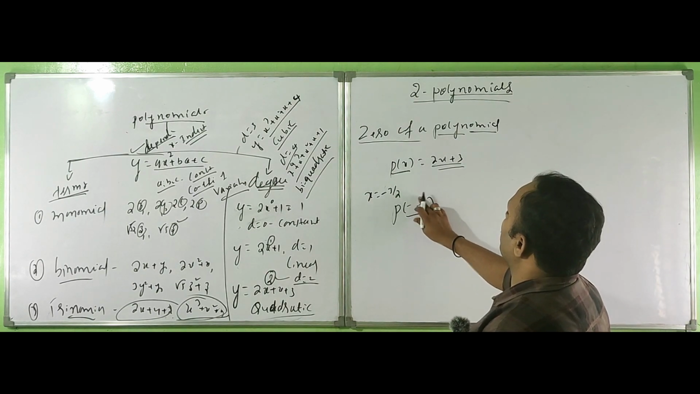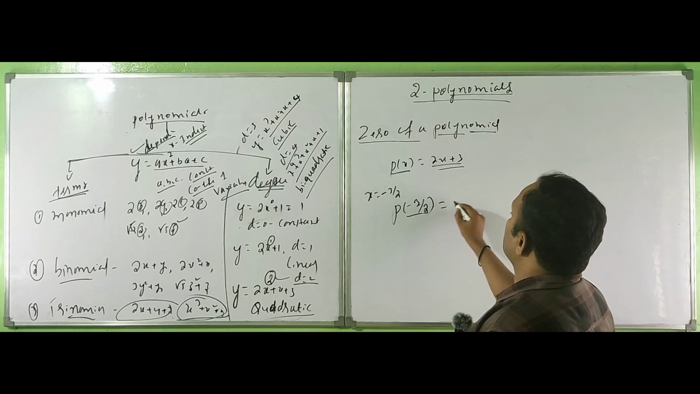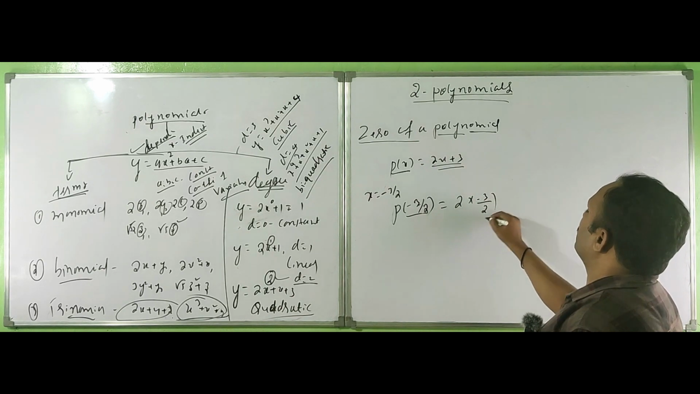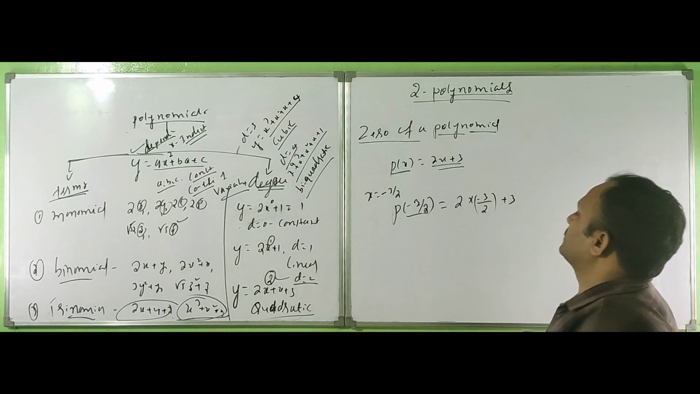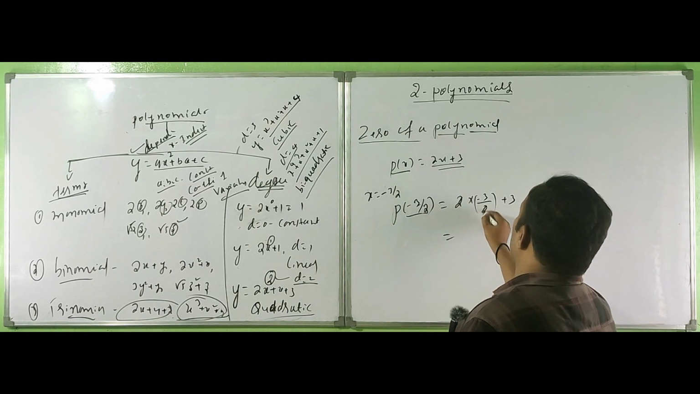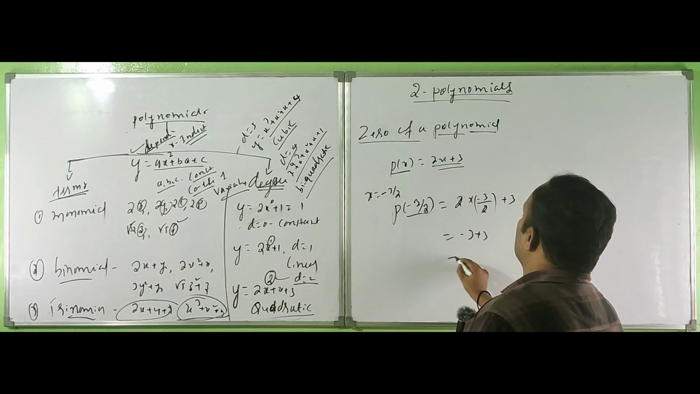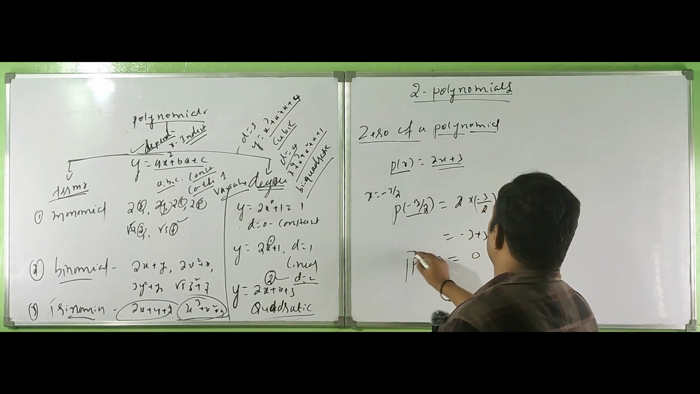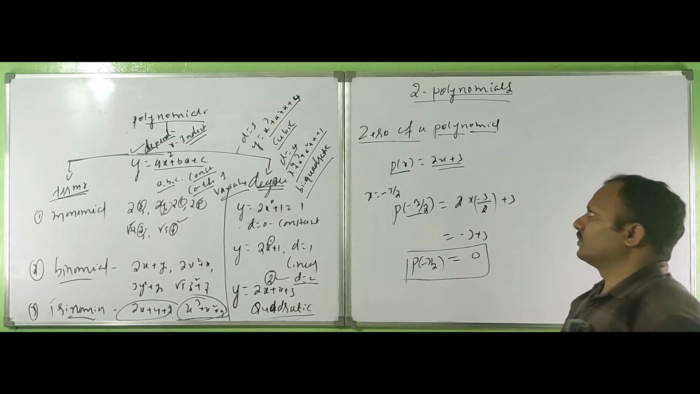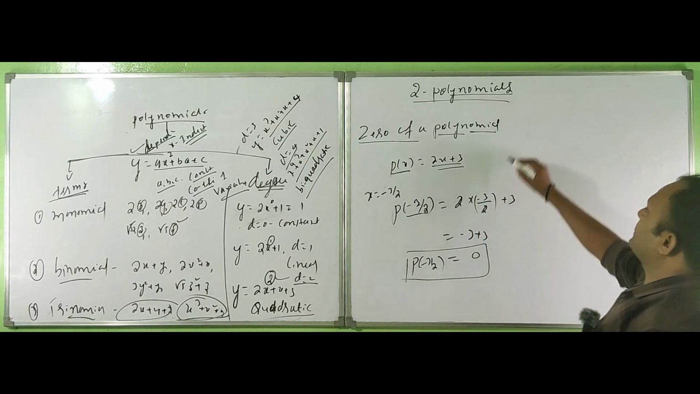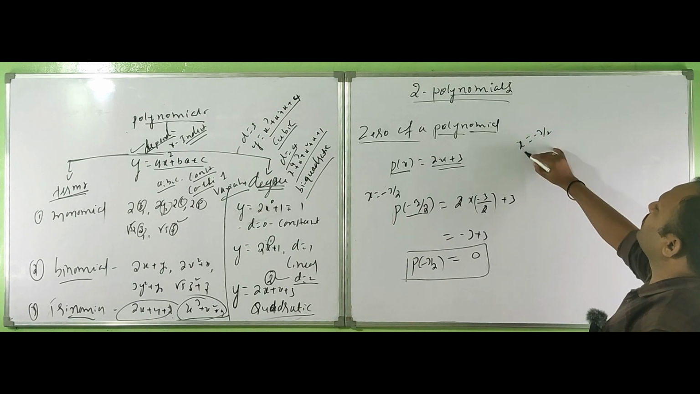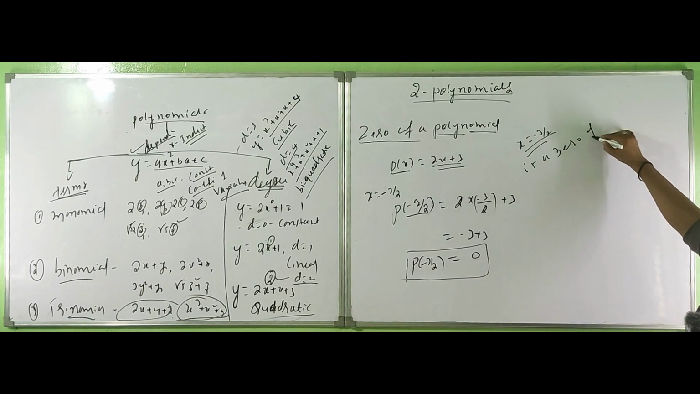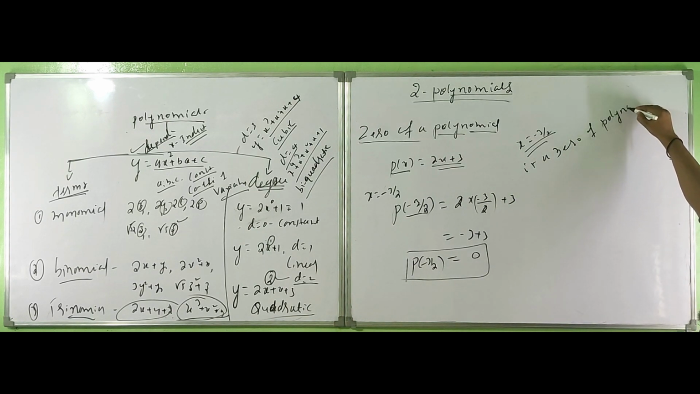So this is 2 into x, and I am putting minus 3 by 2, right? Plus 3, no x. So here the 2 gets cancelled. Minus 3 plus 3 is equal to 0. So p of minus 3 by 2 is 0. So what is zero of a polynomial? Okay, x is equal to minus 3 by 2 is a zero of the polynomial.